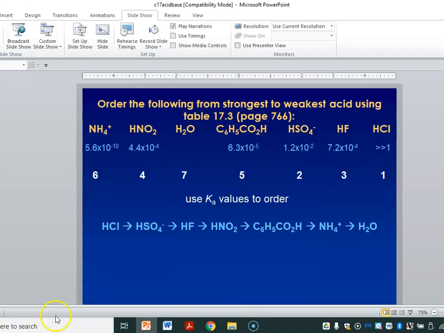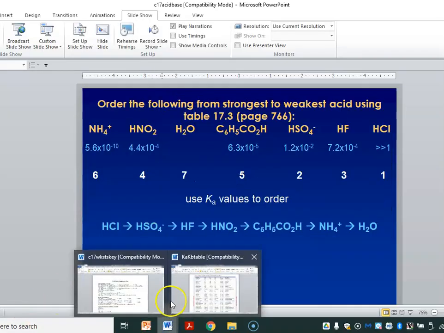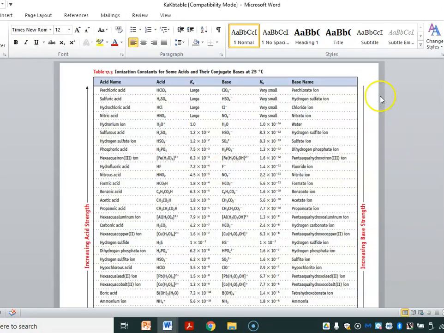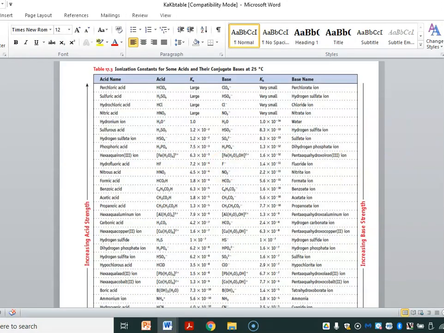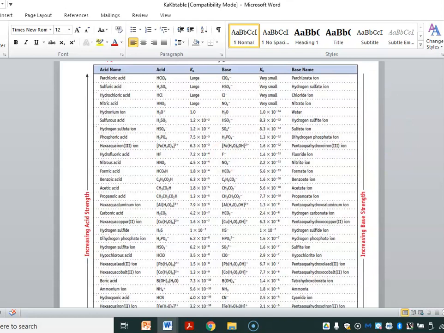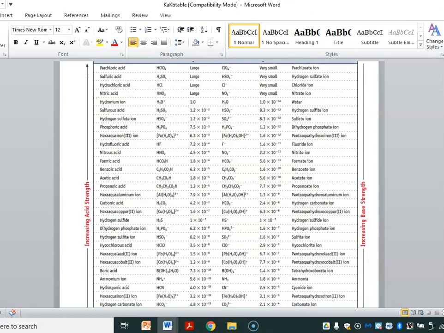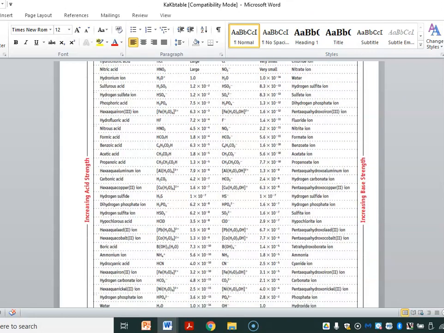So this chart that I'm referring to, again, you're going to get a copy of this in class. It's also found in your textbook. See there with the strong acids, they just say large because their Kas are ridiculously high. And then the conjugate bases of those strong acids have ridiculously small Kbs. But as we look through this list, there you see HF. So this is where I was getting those values from.